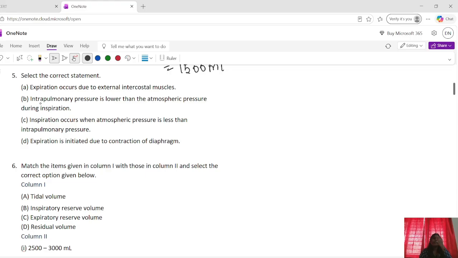And next question. Select the correct statement. Okay. So just listen to the statements that I'm going to read. Expiration occurs due to the external intercostal muscles. Intrapulmonary pressure is lower than the atmospheric pressure during the inspiration. Inspiration occurs when atmospheric pressure is less than intrapulmonary pressure. And expiration is initiated due to the contraction of diaphragm. Which of these is correct?